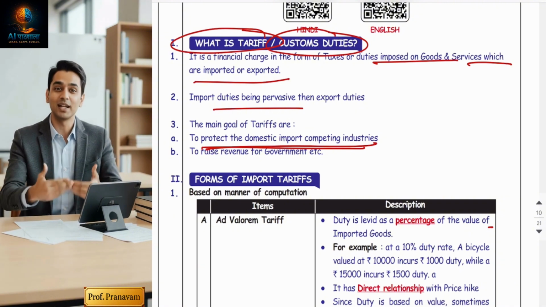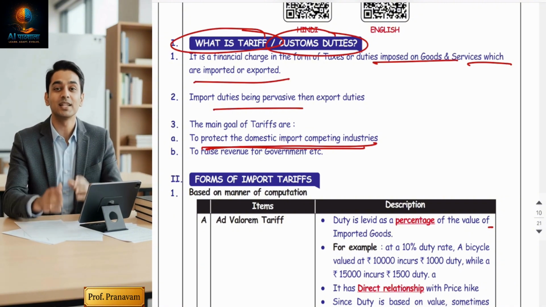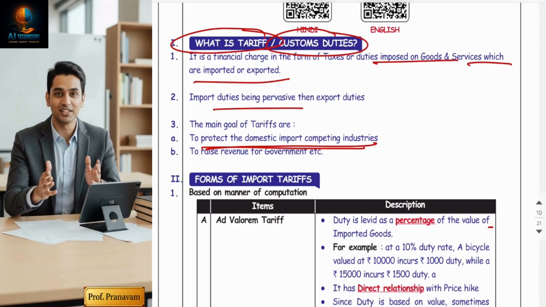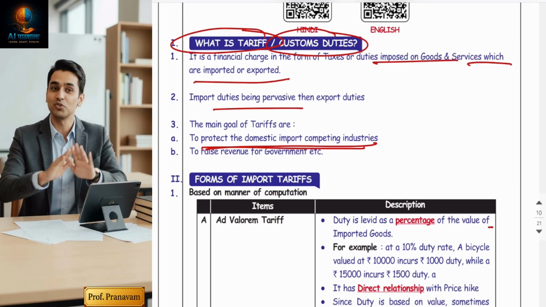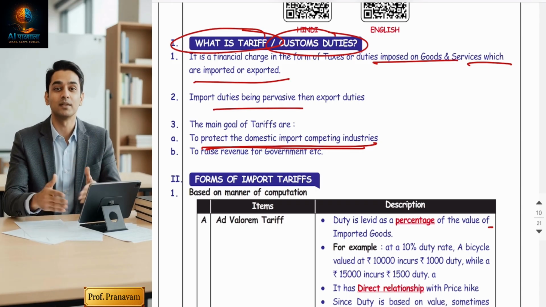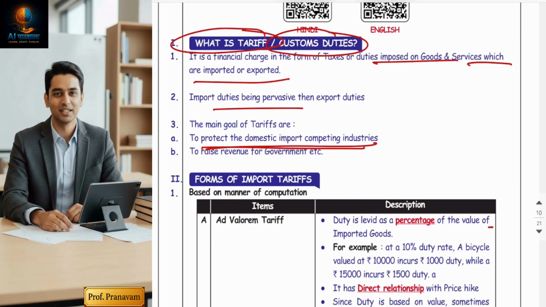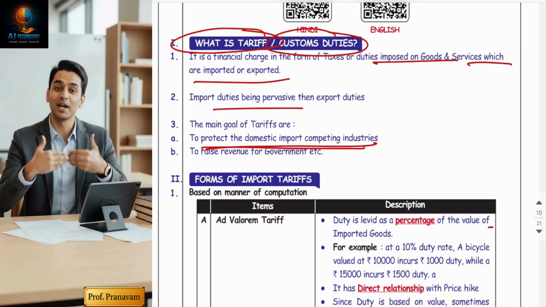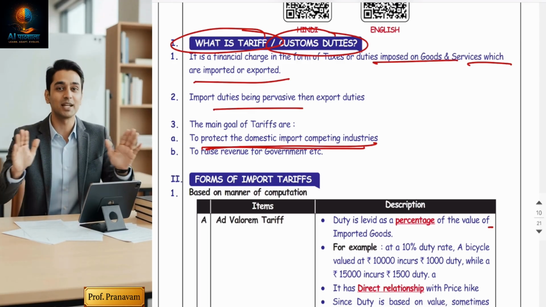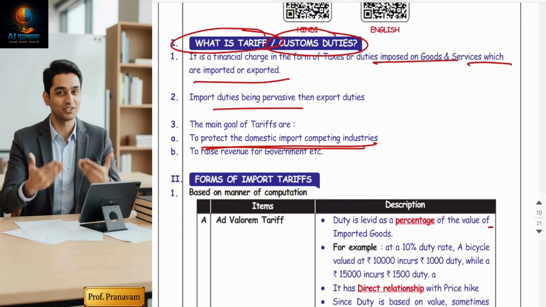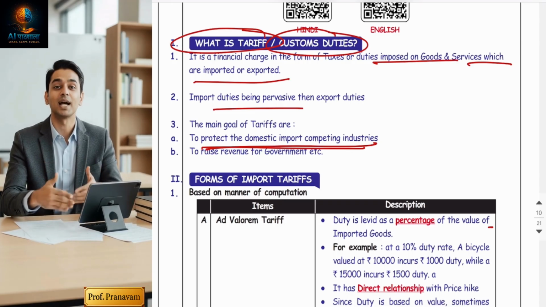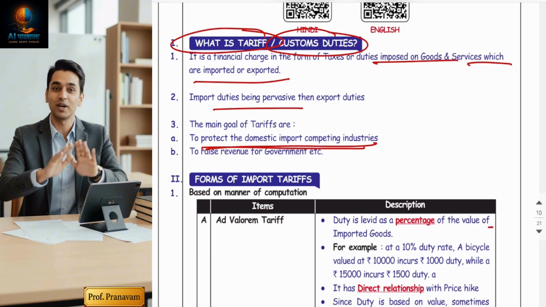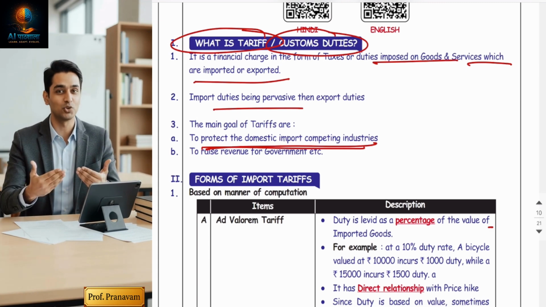So if no tariff is imposed, domestic industries cannot compete with them, and industries may suffer. Local producers may shut down. So the government imposes tariff to make imported goods costlier. The purpose of tariff is to make imported goods costlier. This is the main objective. It gives domestic industries a price advantage, and this is called import competing protection. Hope you understood the first objective.